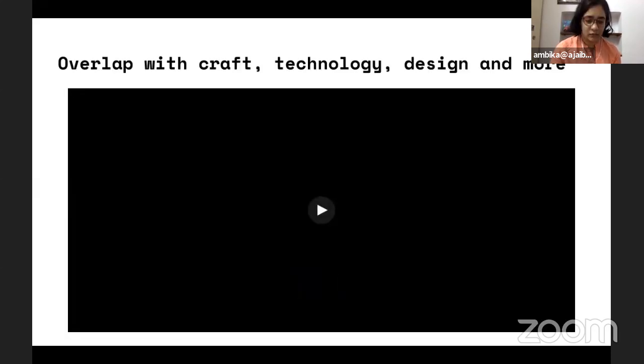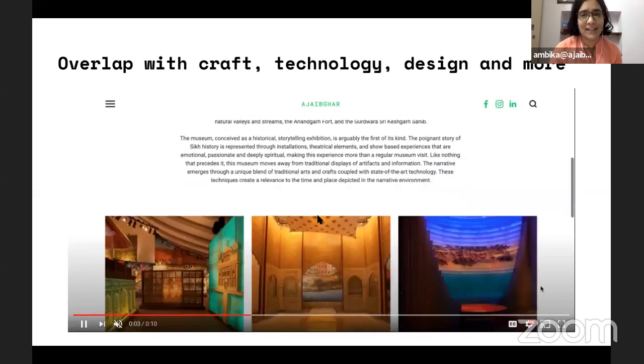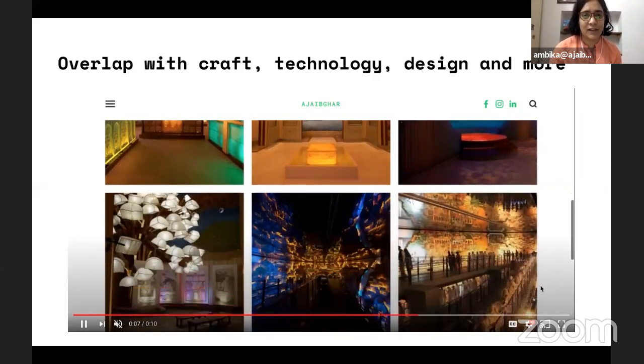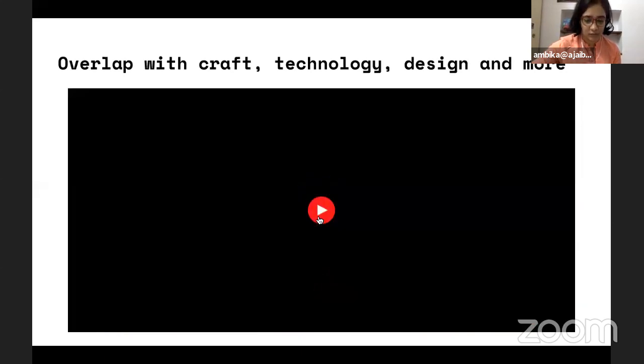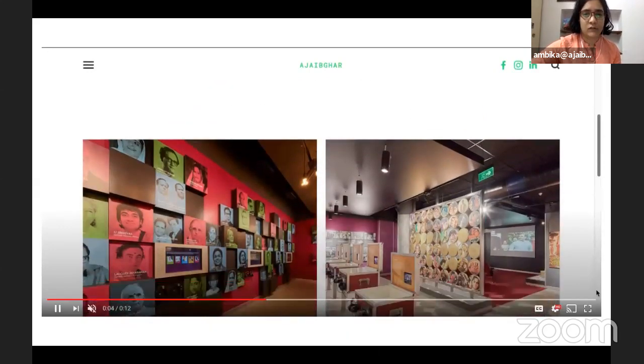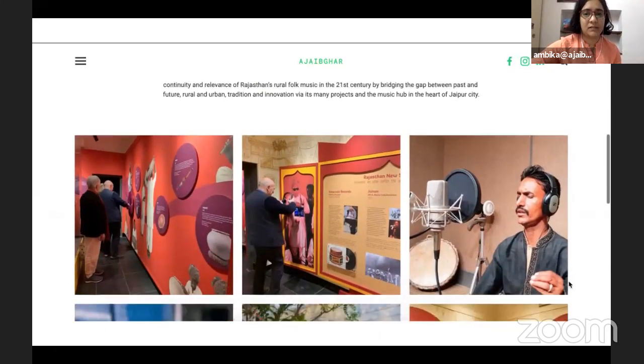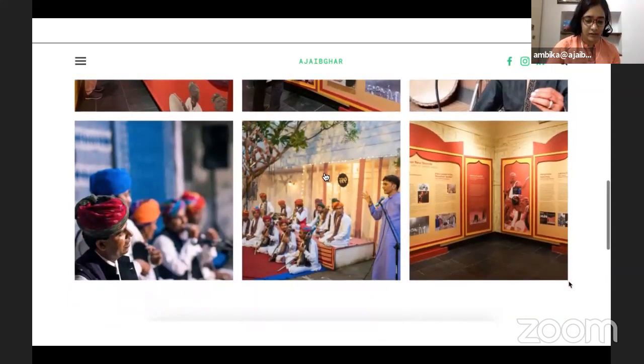Where I actually overlapped with craft, of course I do not have the wonderful background of other speakers, was on the project Virasate Khalsa. I think some of the people attending may know of it, and several designers have worked on this project in one way or another. It was a great amalgamation of craft, technology, design, and so much more. This also led me to work at the Indian Music Experience, an interactive music museum in Bangalore, and also at the Rajasthan Rural Arts Program Music Museum and Hub in Jaipur. Both of these are interactive projects with a convergence of craft, design, technology, and of course, the last two are a lot about music.